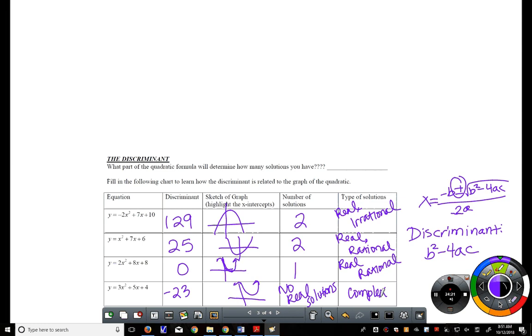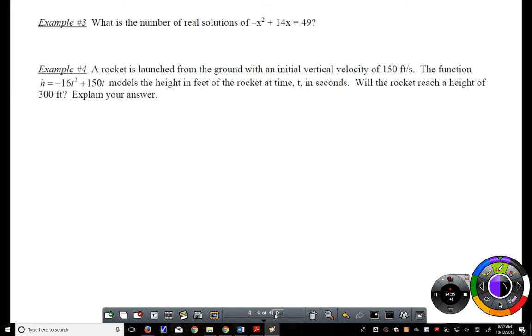So expectation. Can I change this? Yeah? Any objections? Are we sure? All right, so expectation, again, we're not going to do the application problem right now because we did a whole separate assignment on applications. So let's just quickly look at example 3. If we have negative x squared plus 14x, and we bring the 49 to the same side so we can clearly see our A, B, and C values. And it just says the number and types of solutions.